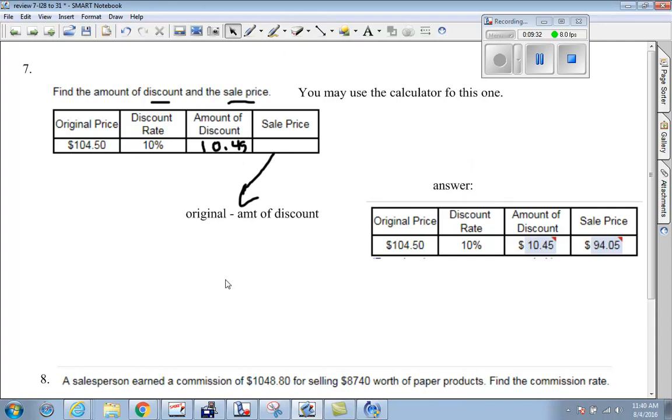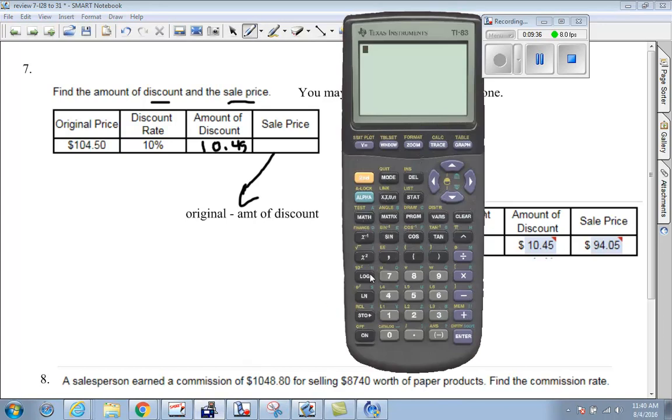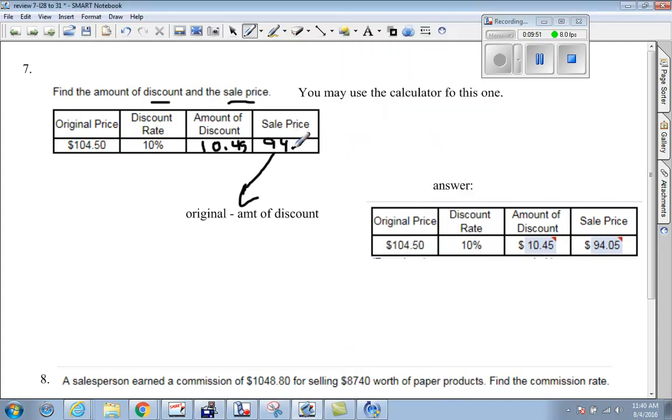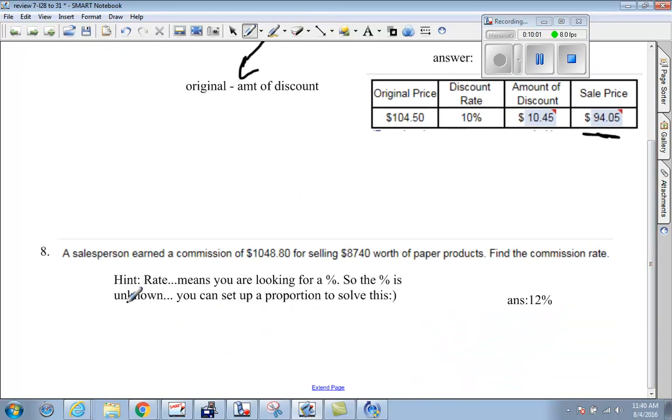Okay. So if we take the 104.5 and minus the 10.45, we got $94.05 for our sale price. And obviously we have the answer pasted over there. Okay, so hope that helps. Now let's head into number 8.